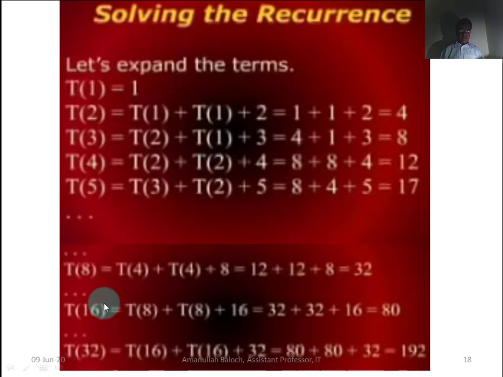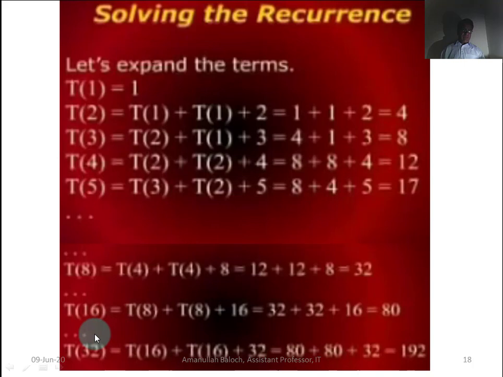Here n is 16, so we will add 16. If n is 8, we will add 8. T of 8 is an 8-element array, plus another 8-element array, and 16. What is the result of an 8-element array? The result of an 8-element array is 32. So 32 plus 32 plus 16 is equal to 80.